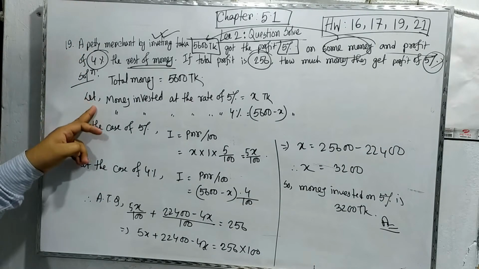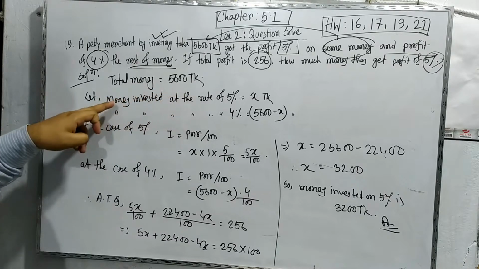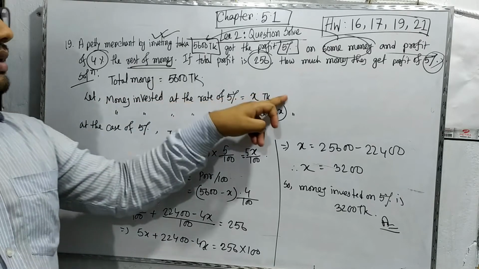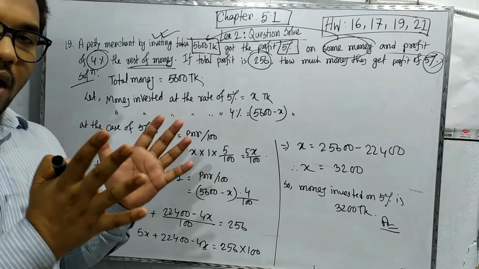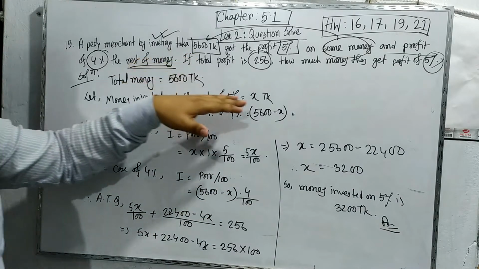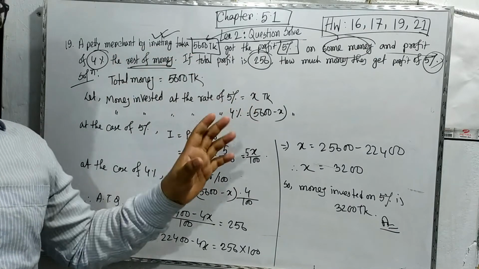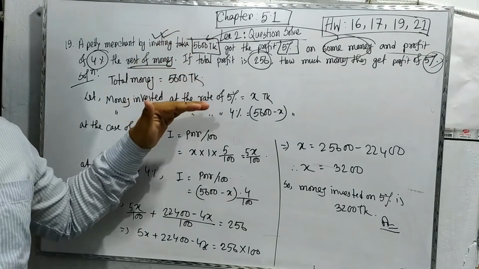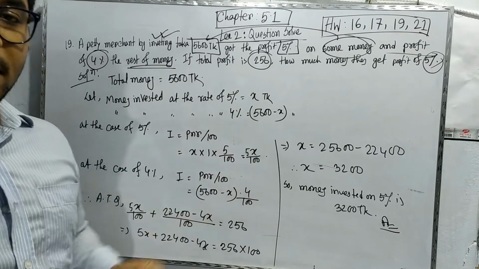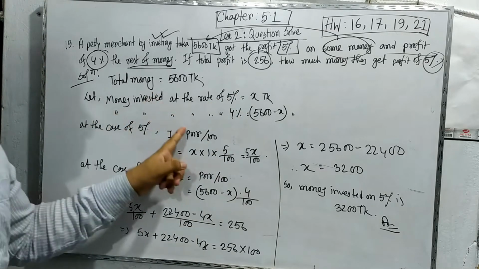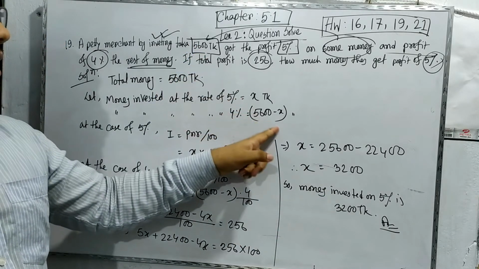That's why here we assume that the total money invested is 5600, and the money invested at the rate of 5% is x. Since we don't know how much money was invested at 5% and how much at 4%, but we know the total amount invested, the money invested at 5% is x taka, and the money invested at 4% will be the rest, that means 5600 minus x taka.